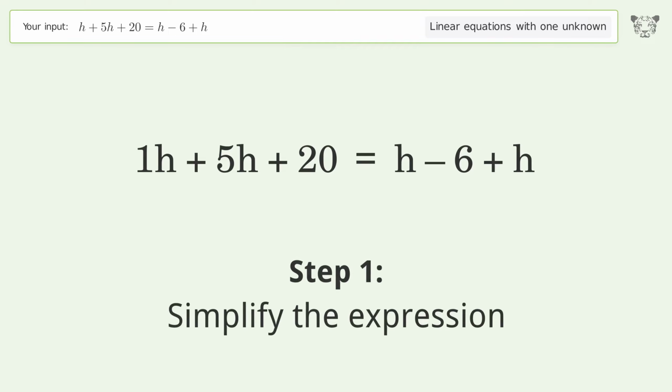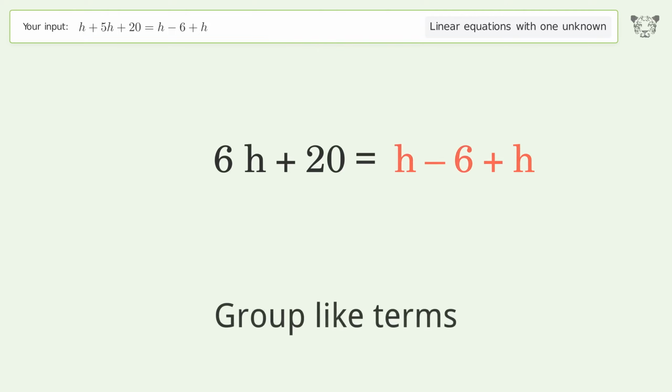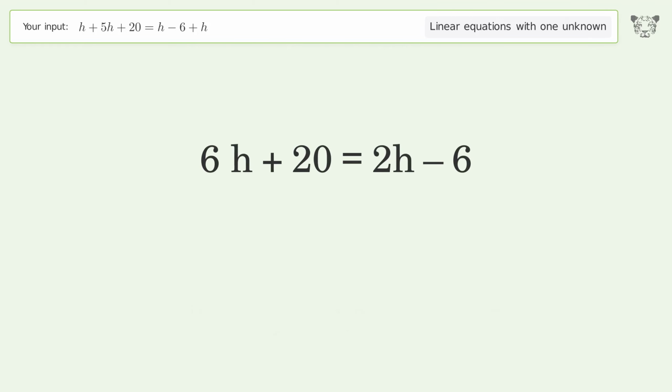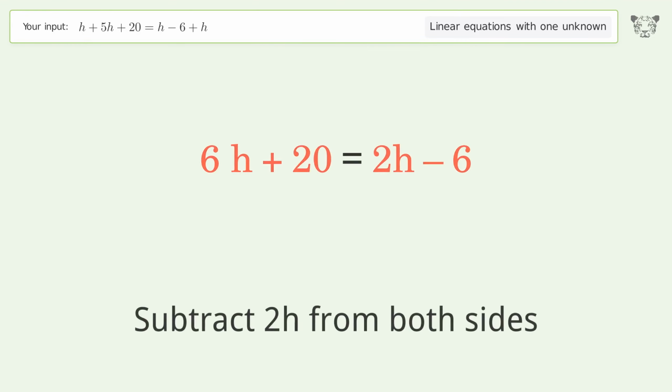Simplify the expression. Simplify the arithmetic. Group like terms. Simplify the arithmetic. Group all h terms on the left side of the equation. Subtract 2h from both sides.